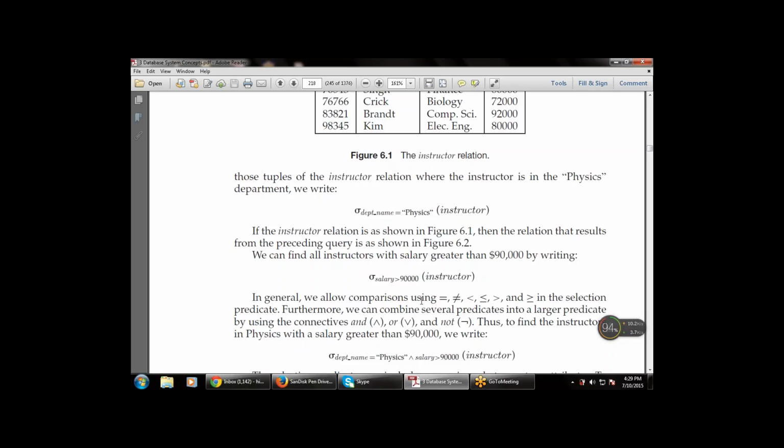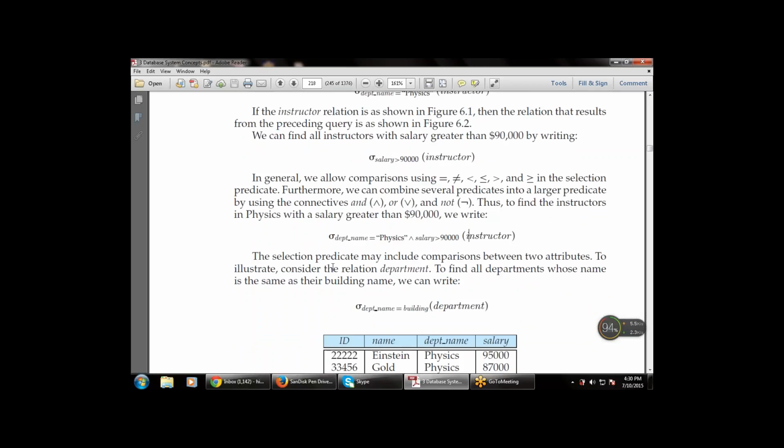Furthermore, we can also combine the various operators using connectives, that is, union, intersection and not. Therefore, to find the instructors in physics with a salary greater than 90,000, we can write it this way. So now I want to find department name equals physics as well as salary greater than 90,000. That is, both the conditions are combined together: the department is physics and the salary is also greater than 90,000. That is given using this one.